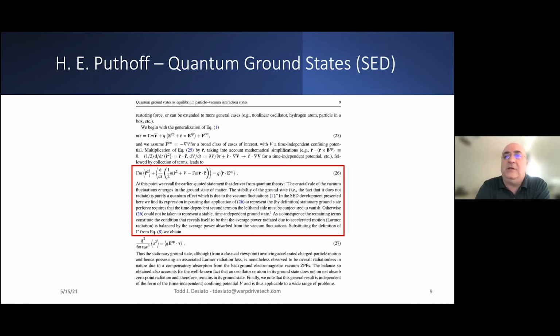As a consequence, the remaining terms constitute the condition that reveals itself to be the average power radiated due to accelerated motion, Larmor radiation, is balanced by the average power absorbed from the vacuum fluctuations. Substituting the definition of lambda previously, we get the same relationship that the power radiated is equal to the power absorbed. And if you look at this, Q times the electric zero-point field is a force that the zero-point field is exerting on the charge. And so that leads to the acceleration, which then radiates it away. And so this is an equilibrium condition.